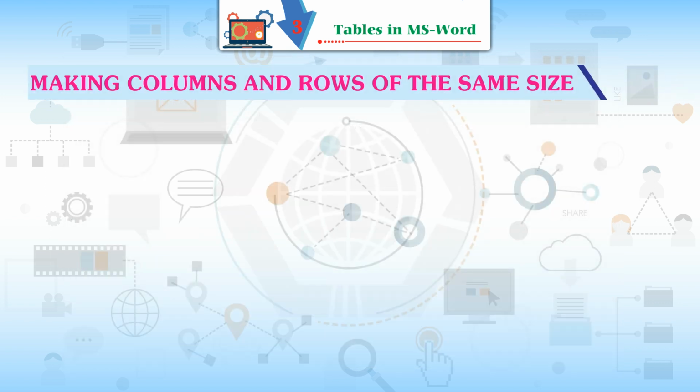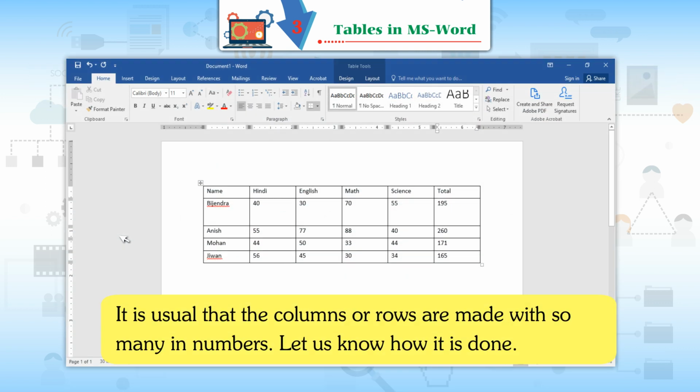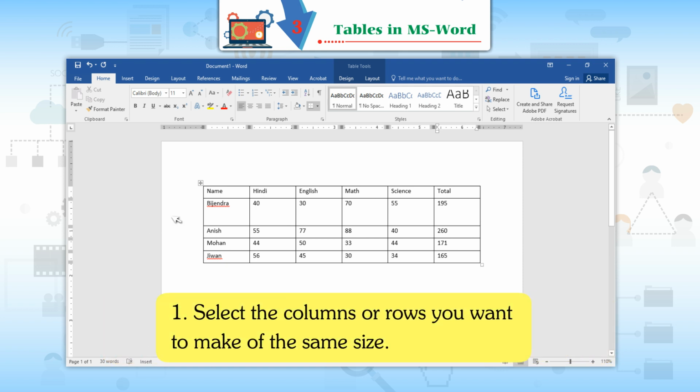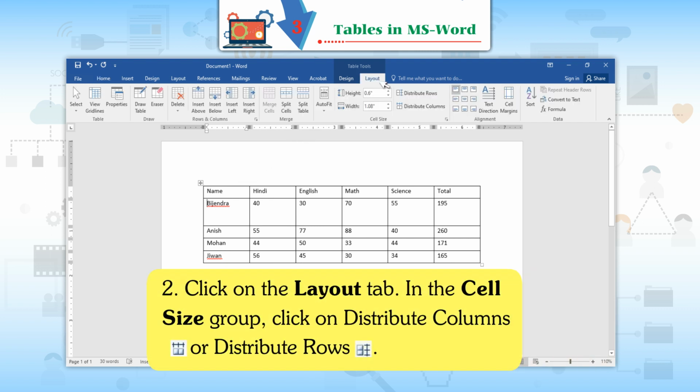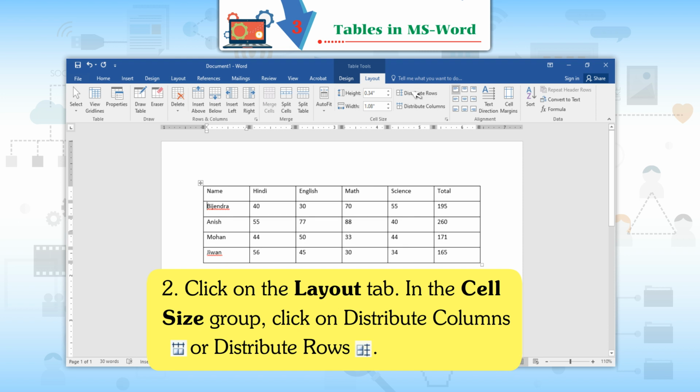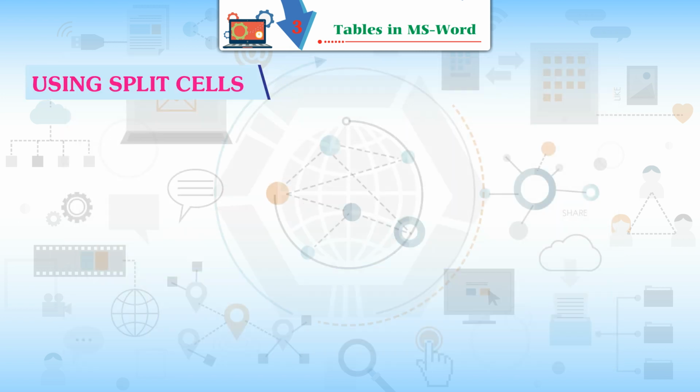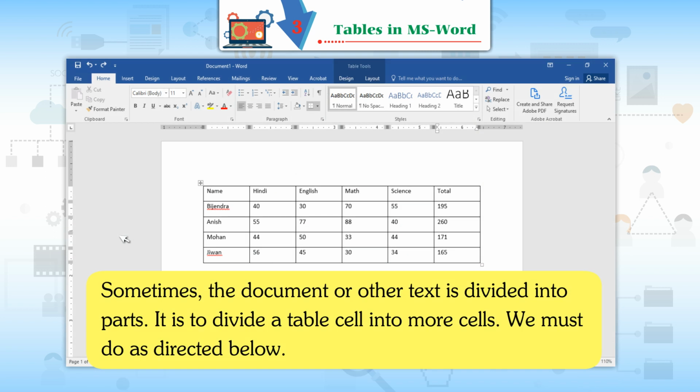Making columns and rows of the same size. It is usual that the columns or rows are made with so many in numbers. Let us know how it is done. Select the columns or rows you want to make of the same size. Click on the Layout tab. In the Cell Size group, click on Distribute Columns or Distribute Rows.